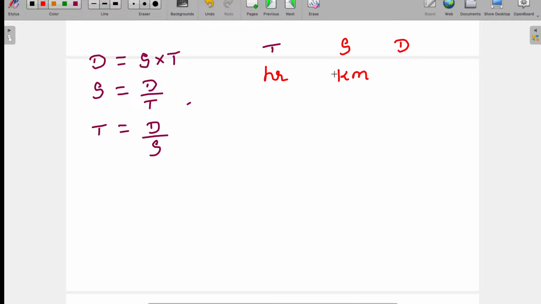Speed will be, tell me, reply all online students once. Yes, good. So distance should be in kilometer, then speed, how to write it? Kilometer per hour. This is the first equation. Second, if time is in seconds, then distance should be in meter, and speed will be meter per second.